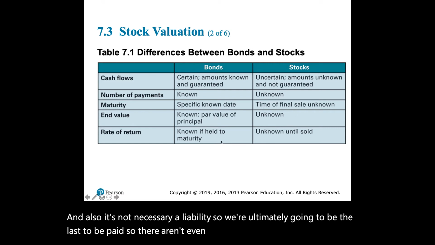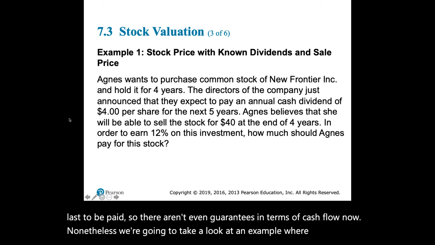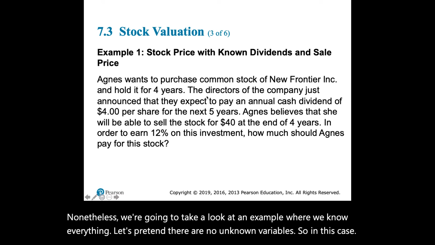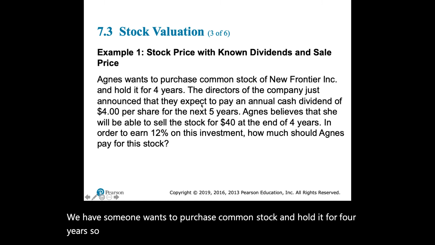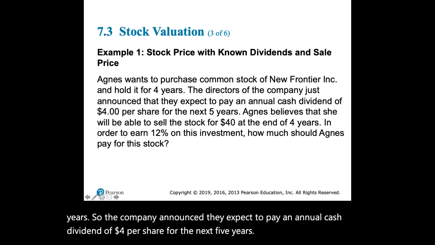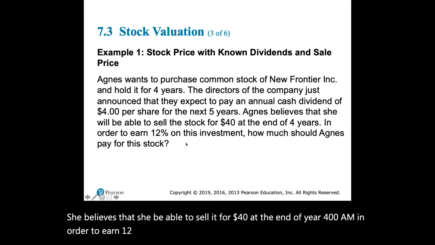Nonetheless, we're going to take a look at an example where we know everything. Let's pretend there are no unknown variables. So in this case, we have someone who wants to purchase common stock and hold it for 4 years. The company announced they expect to pay an annual cash dividend of $4 per share for the next 5 years. She believes that she'll be able to sell it for $40 at the end of year 4 in order to earn a 12% return on this investment. How much should Angie pay for the stock?